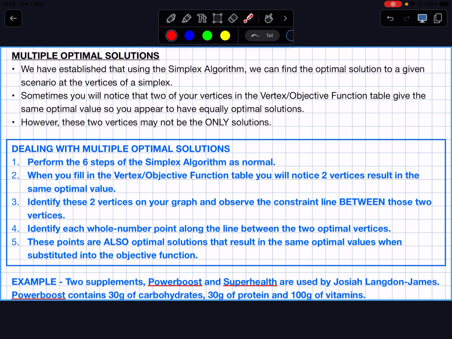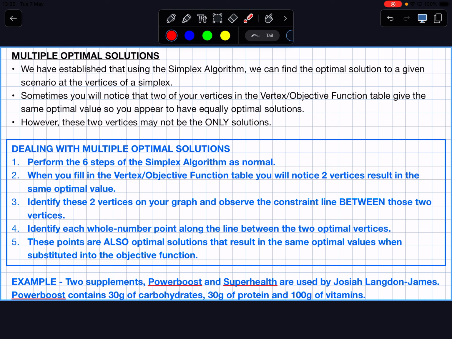When I said that using the simplex algorithm was really the last thing that you needed to know, I'm not making that up. You'll see that today when we deal with multiple optimal solutions. We've already established that using the simplex algorithm, which is finding the corners and then doing that little table and finding the minimum and the maximum, we can find the optimal solution to give you a scenario at the vertices.